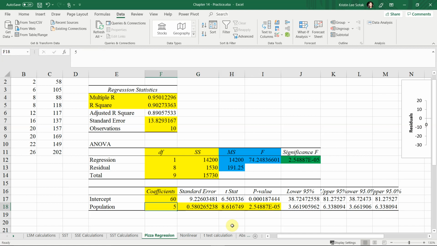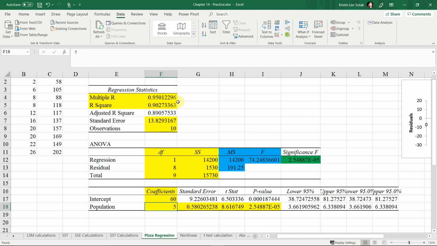So if you're going to do a simple linear regression, this is the output that you're going to get, and this is what you're going to want to look for. You're going to want to look at your F statistic and its significance, the T statistic and its p-value to see if it's significant. If it is, then you want the intercept and the slope, so that you can write your equation and use it for prediction.